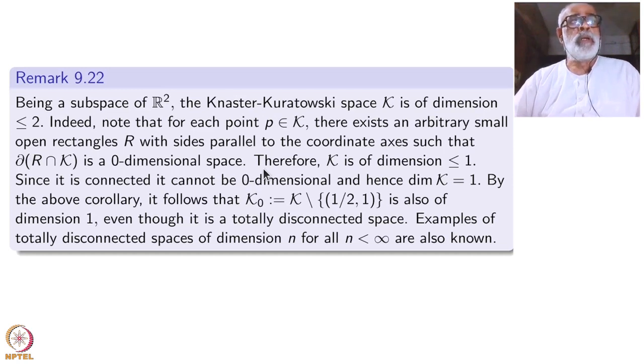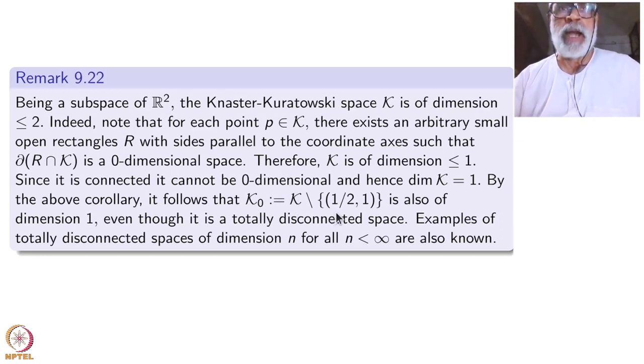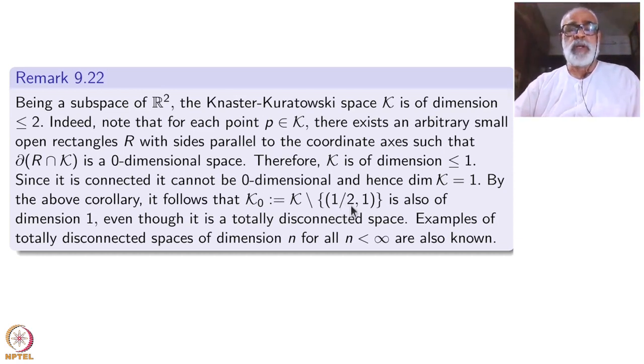Okay, remember how this Knaster-Kuratowski space is constructed. From the point (1/2, 1) you are taking lines joining to the points inside the Cantor set, but those lines are all perforated. Either they consist only of rational numbers or only of irrational numbers, depending upon which point in the Cantor set you are taking. So use that property to see that the boundary of any rectangle intersection K is zero dimensional. It will have line segments, but those line segments will be perforated all through, right?